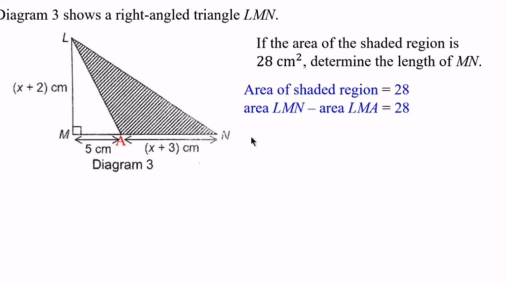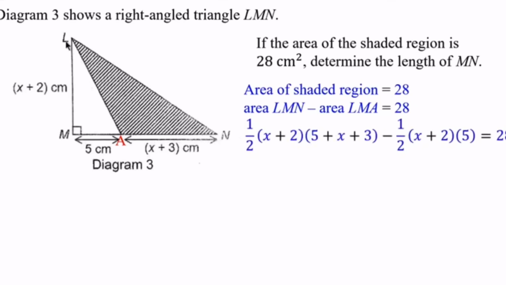So we will use the area of the big triangle, which is 1 over 2 times x plus 2 times 5 plus x plus 3, minus 1 over 2 times x plus 2 times 5. The small triangle, the base is just 5, and it is equal to 28. We will simplify by multiplying every term by 2.